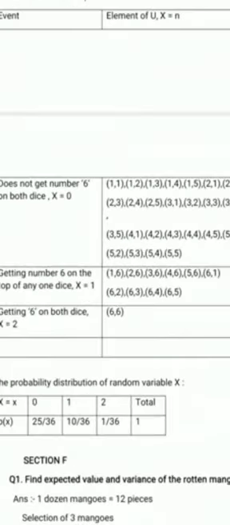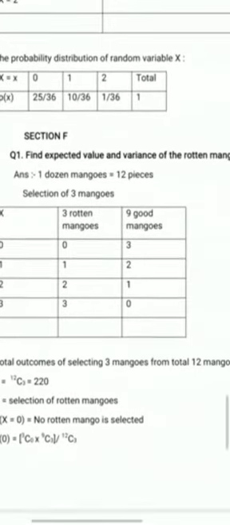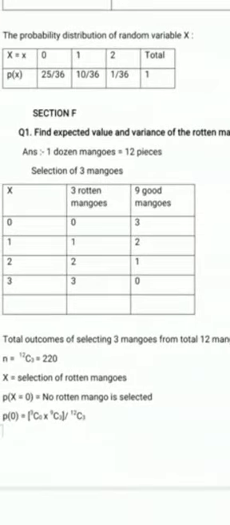So the question is, there are 1 dozen mangoes in a box of which 3 mangoes are rotten. 3 mangoes are randomly selected from the box without replacement. If x denotes the number of rotten mangoes in the selected mangoes, we have to obtain the probability of x and hence find the expected value and variance of the rotten mangoes in the selected mangoes.